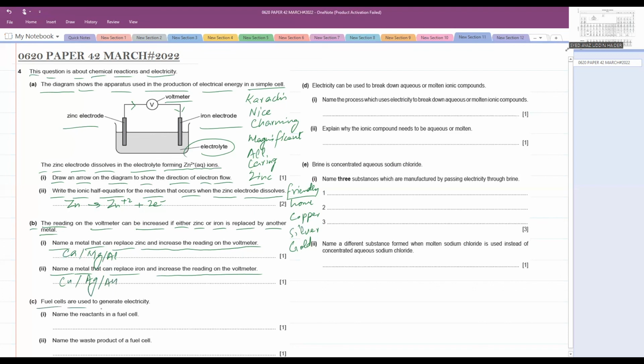Fuel cells are used to generate electricity. Name the reactants in a fuel cell. We know that's hydrogen and oxygen. Name the waste product of a fuel cell. As the reactants are hydrogen and oxygen, the product is water.